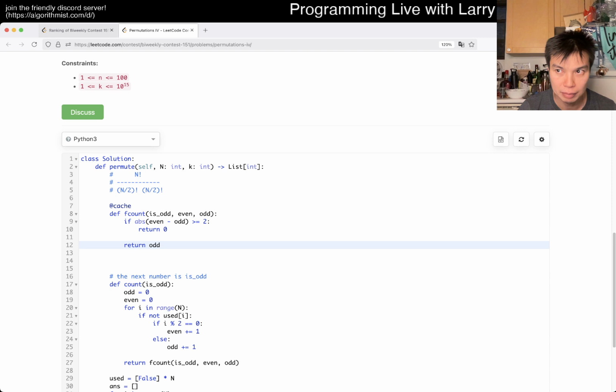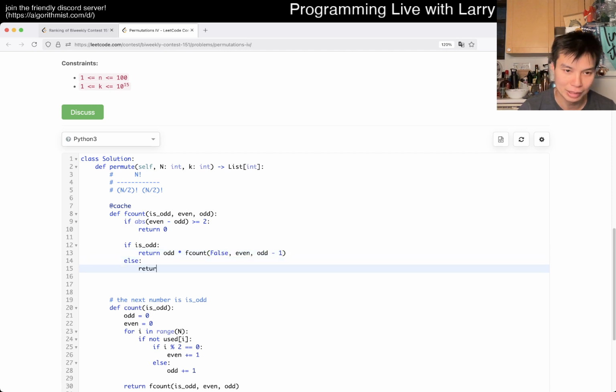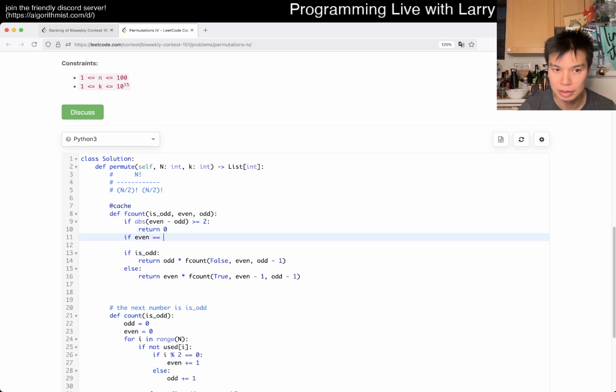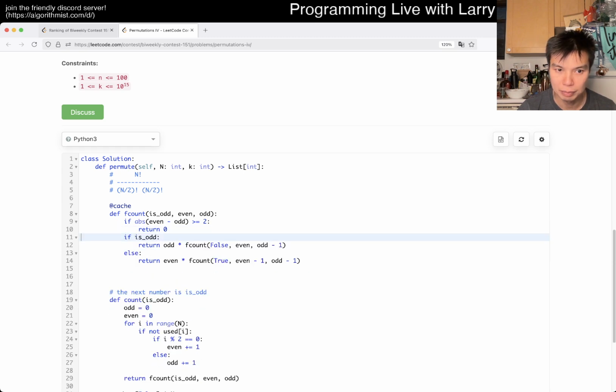You can choose any of those odd numbers times f count of not is. Oh wait, I guess if it is odd, then we have to return this. That means I need a base case, so I'm going to do it recursively. So now it's even, odd minus 1. And again, I probably didn't need to write it this way, but that's fine. Oops. Okay, so now if even is equal to 0, well, I guess I have to make sure the parity makes sense.